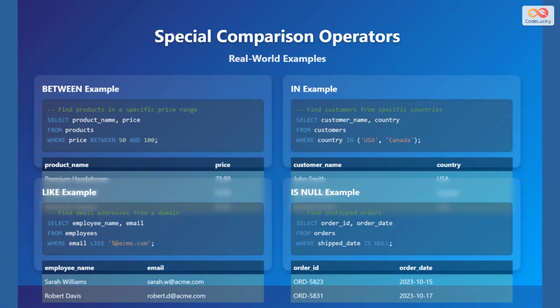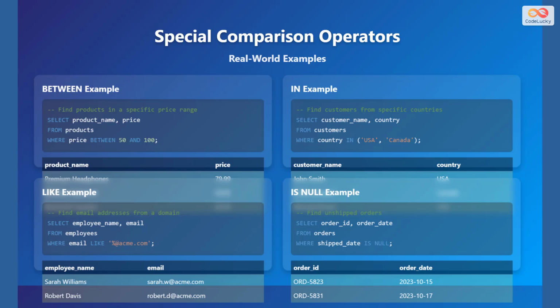Let's see some real-world examples of how the special comparison operators can be used. The first example finds products in a specific price range. It selects the product name and price from the products table, where the price is between $50 and $100. The result table shows the products that fall within this price range, such as premium headphones, wireless keyboard, and Bluetooth speaker.